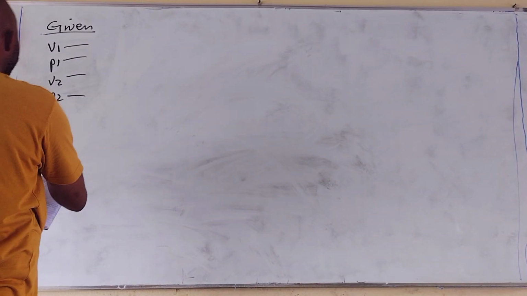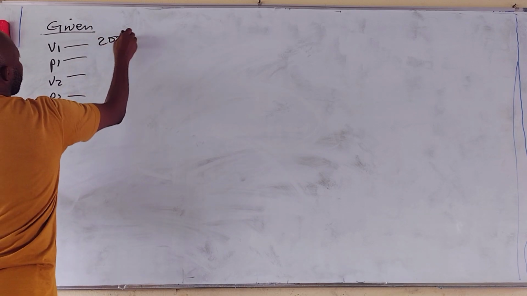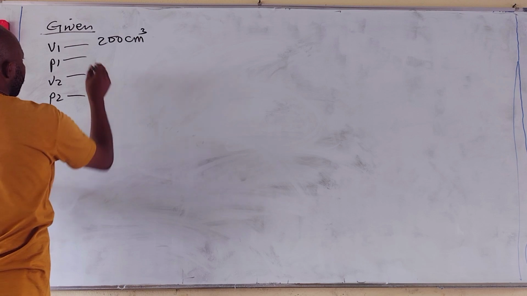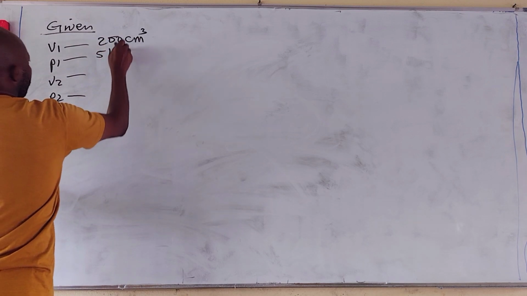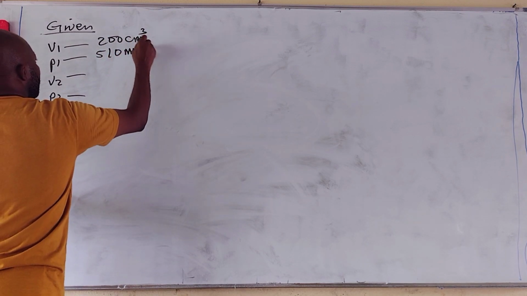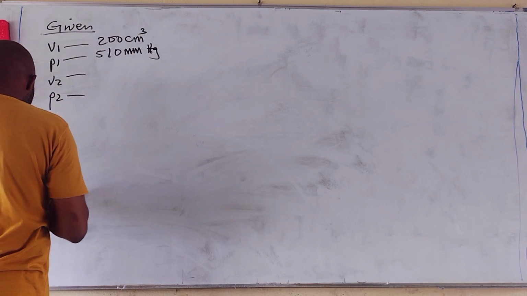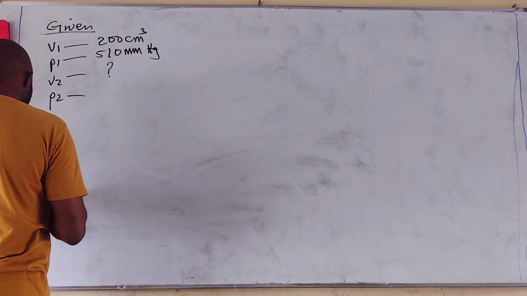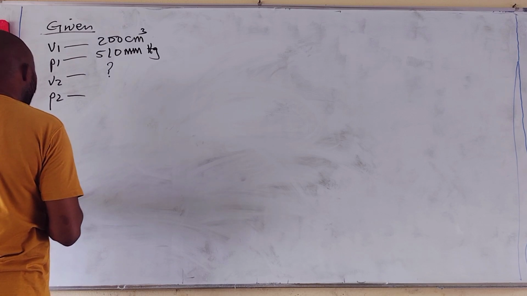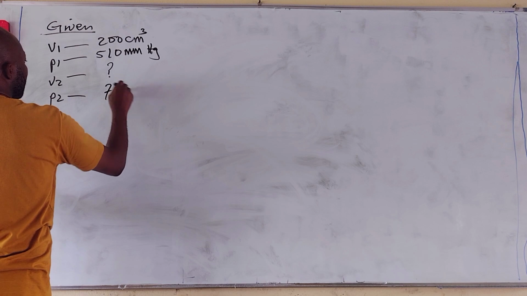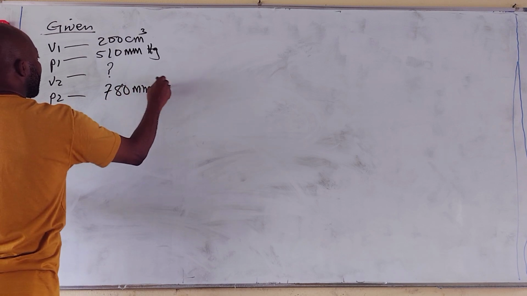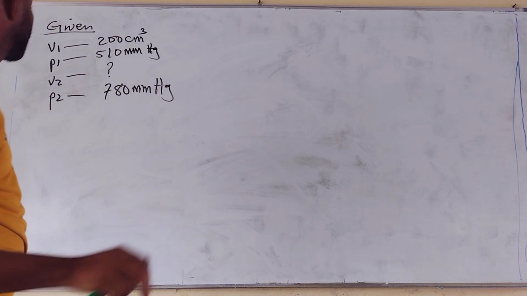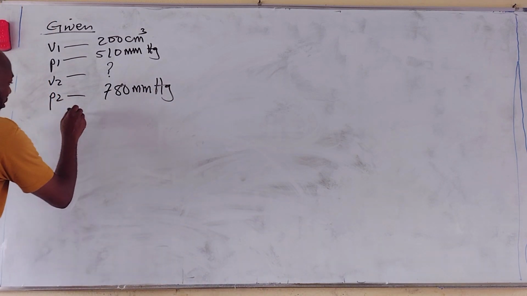Okay, 200 cm cube, which is V1, of a gas has a pressure of 510 millimeter of mercury. What will be its volume, V2, if the pressure is increased to 780 millimeter of mercury? That's our fourth question. We go again.